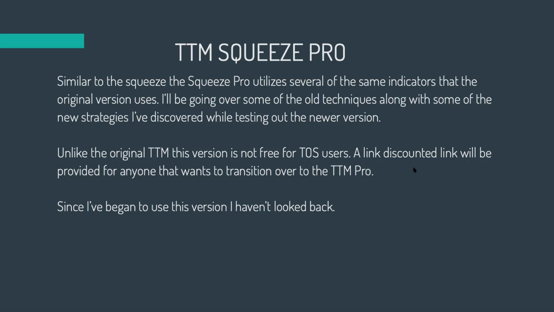Similar to the original, the Squeeze Pro utilizes several of the same indicators that the original version uses. We'll be going over some of the old techniques that we've used, along with some of the new strategies that we've discovered testing out the newer version. Unlike the TTM, this version is not free for TOS users. It'll cost you about $900 with all of the indicators that I have, because I have some extra things that I've added. I've been editing the script for Thinkorswim, or I should say, me and a partner of mine have been working on the script, editing our script for the TTM Squeeze. Now with the discounted code, it'll bring it down to about 400.